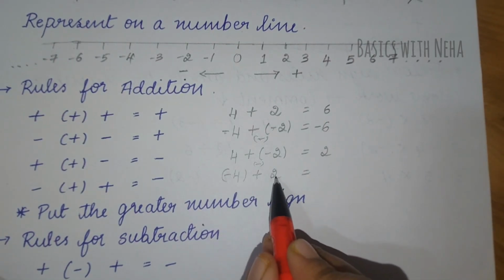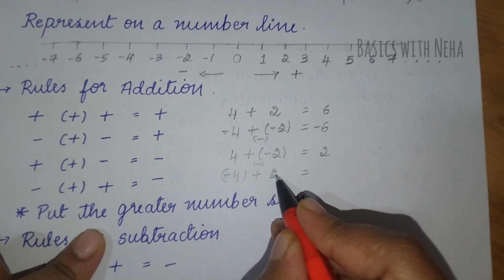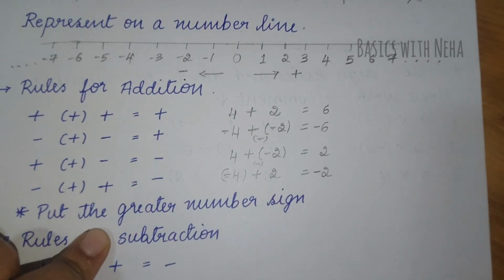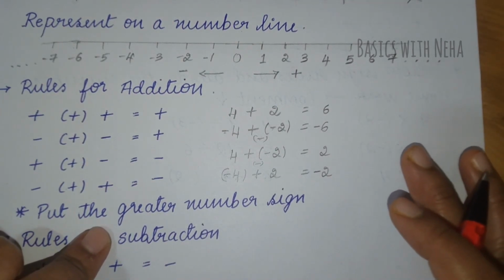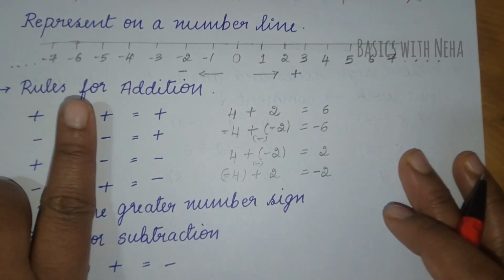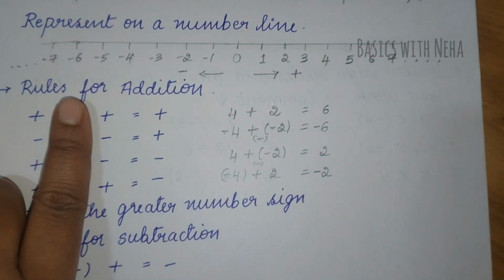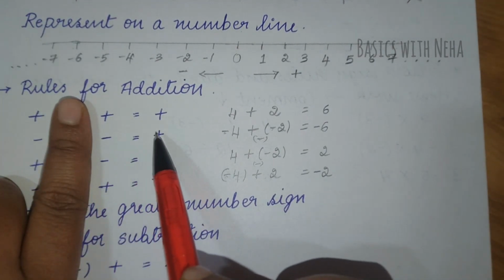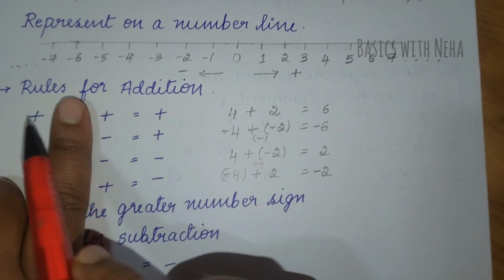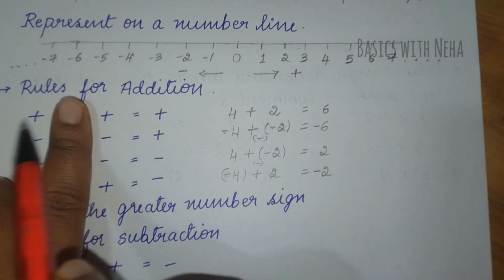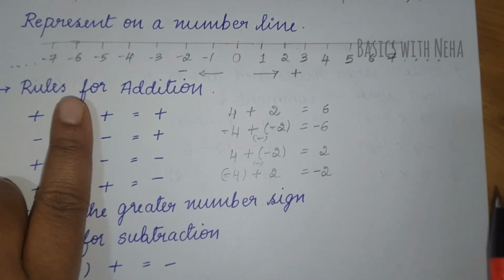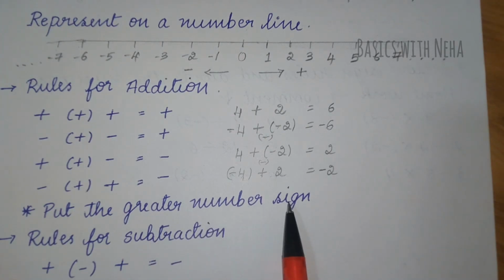Now I have minus 4 plus 2. So plus minus is minus. So it will be 2 with the greater number sign, which is minus. Okay, it is very simple. You just need to follow the rules, and the rules are very simple. Don't worry about this. I've just written it separately. So the thing is, plus plus is plus, minus minus is plus, plus minus is minus, minus plus is minus. When you have both same signs, you're going to add. When you have two different signs, you're going to subtract. Very simple. And the rule is to put the greater number sign.